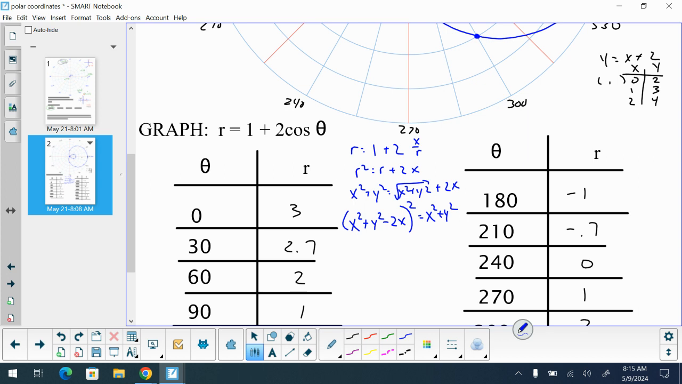It was fairly easy for you to plug in 0, 30, 60, 90 into 1 plus 2 cosine theta. But if I substituted the value of 2 in here for x, and solve, we would have the value of 4 plus y squared minus 4, all being squared, is equal to 4 plus y squared. We would have to solve this all for the value of y, which is a little bit more difficult than plugging in values of theta and solving for r.